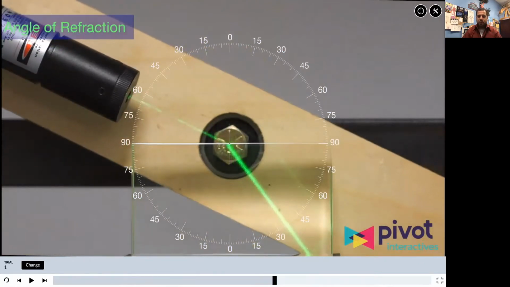Now, it doesn't matter which side you use for your calculations since the normal is perpendicular to the surface on either side.